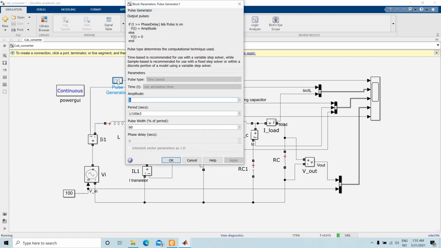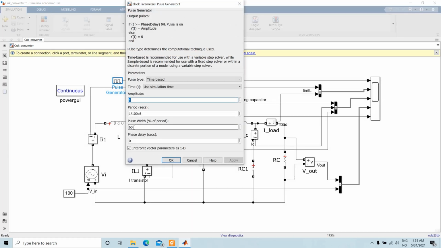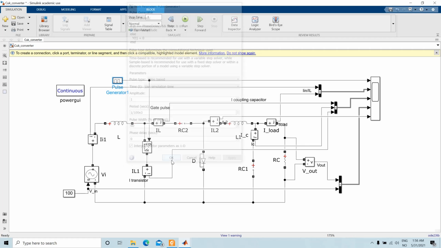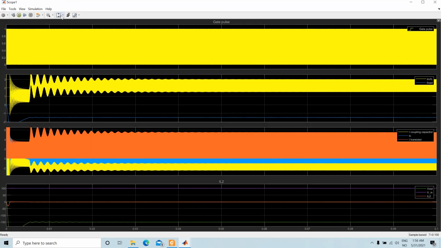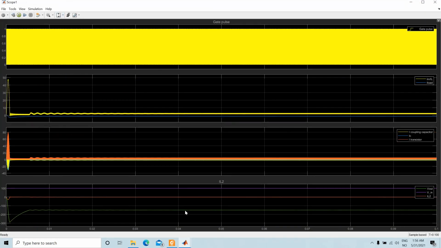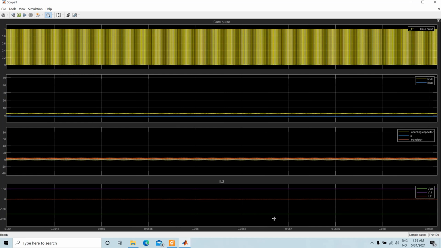So in this particular case, our duty cycle, the D value, was 0.6. That means that it should be a stepping up operation. Our input is 100 volt. That means the output should be more than 100 volt. And if we see the output, then we can see that this is the output here.